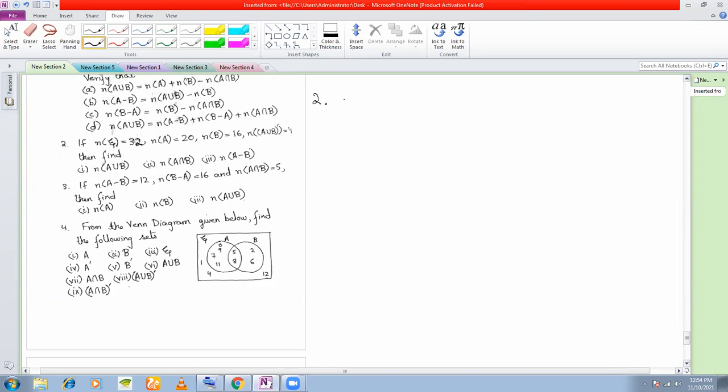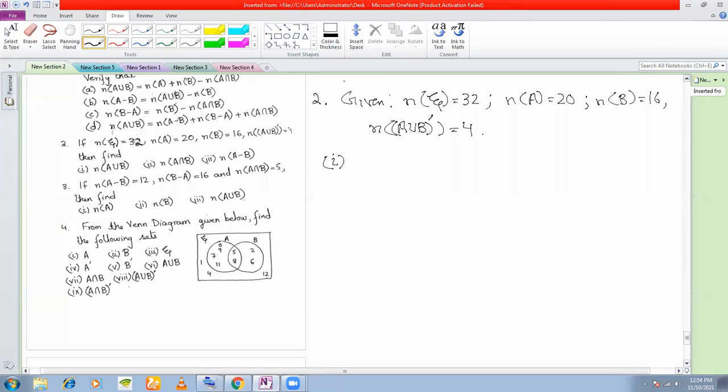Let's move on to number 2. Given here that the cardinality of the universal set is 32, cardinality of the set A is 20, the cardinality of the set B is 16, cardinality of A union B complement is equal to 4. You need to find out the following cardinalities. First question is you need to find out the cardinality of A union B.